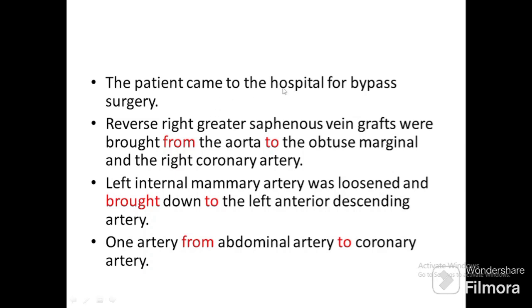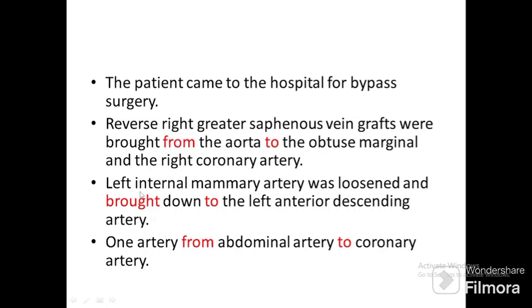The patient came to the hospital for bypass procedures. Reverse right greater saphenous vein grafts were brought from aorta to obtuse marginal and right coronary arteries. So here in this procedure, grafting is being done and bypass from aorta to two coronary arteries. One is obtuse marginal and another is right coronary artery. So a graft and a bypass from aorta to two coronary arteries.